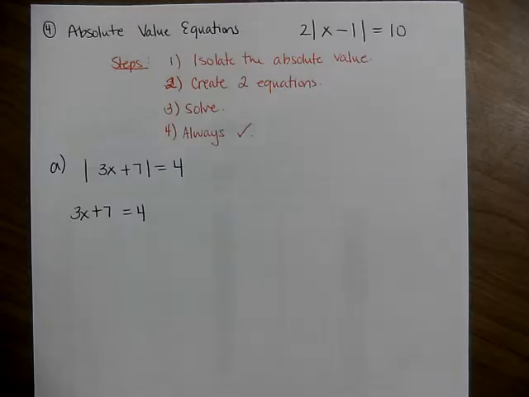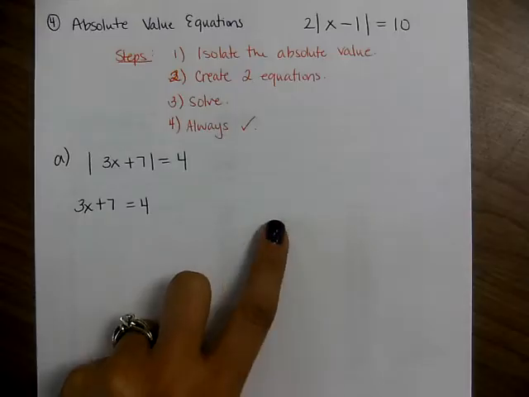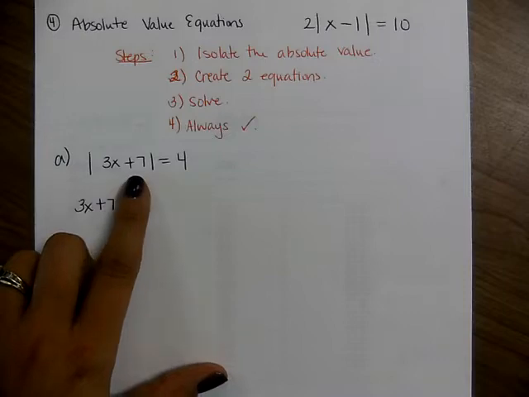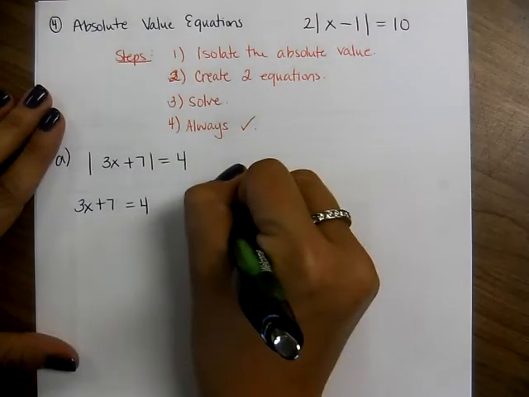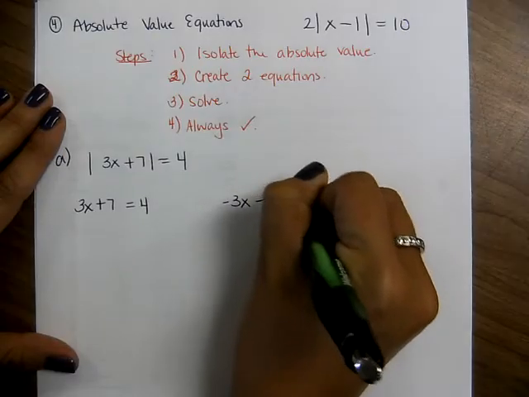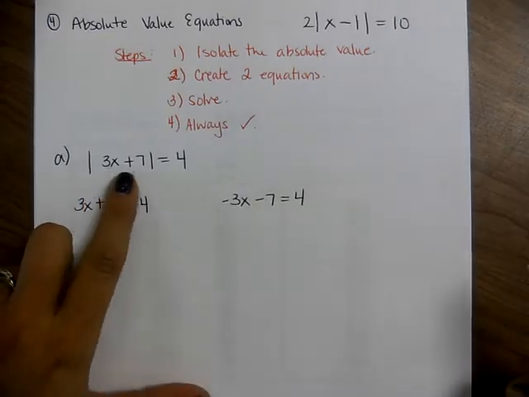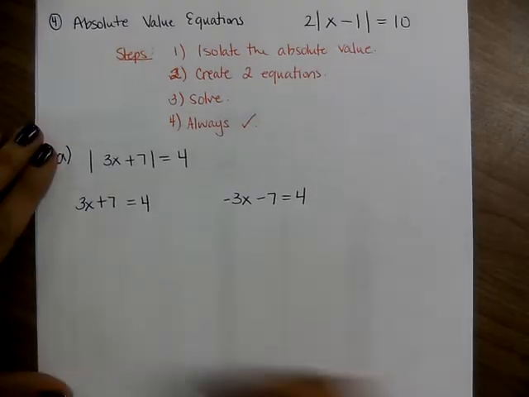At that point, to create the second equation, you have a choice. You can either change the inside so that it says negative 3x minus 7 equals 4, or you can change the outside so that it says 3x plus 7 equals negative 4. For me, when I think about the absolute value, I think about what's on the inside. So whether it's positive or negative, it's going to come out the same. So I always change the inside because I think it applies the rule of absolute value. If you don't want to change the inside, don't. Change the outside, okay? If you set up your second equation as 3x plus 7 equals negative 4, you would get the same answer, okay? So it's your choice. And then you solve.